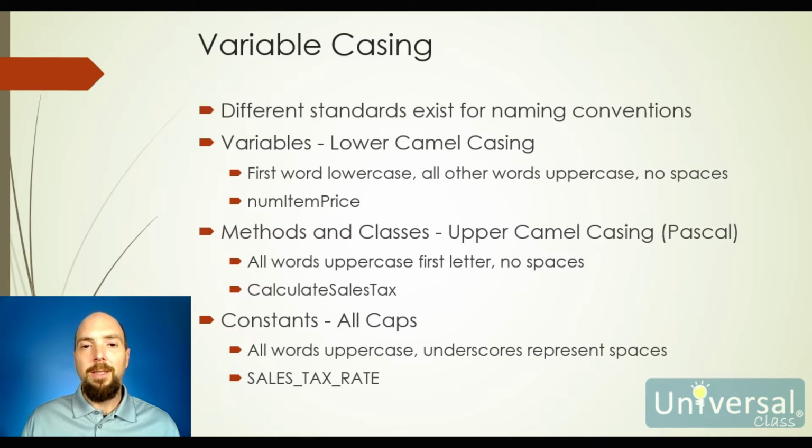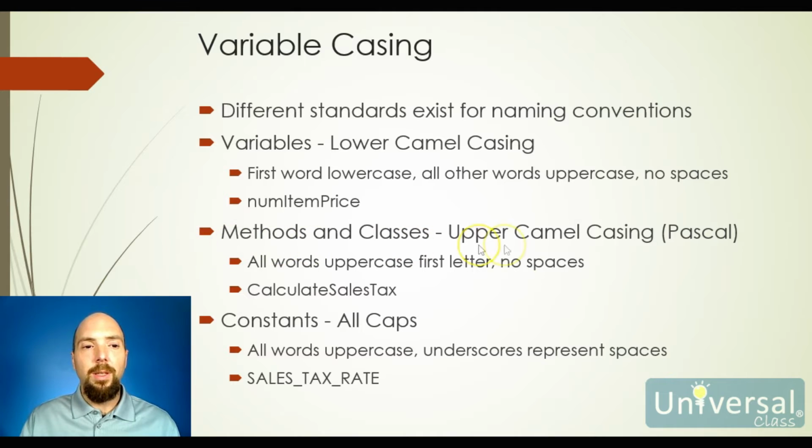Lower camel casing means that the first letter of the first word is lowercase, but the first letter of every other word that makes up my variable name would be uppercase. So in this case, if I have a variable called numItemPrice, the n is a lowercase n. There are no spaces, no underscores or anything like that, and each additional word has a first letter that is capitalized. So the first letter of the first word is lowercase. The first letter of every other word is uppercase. This typically means that this is a variable.